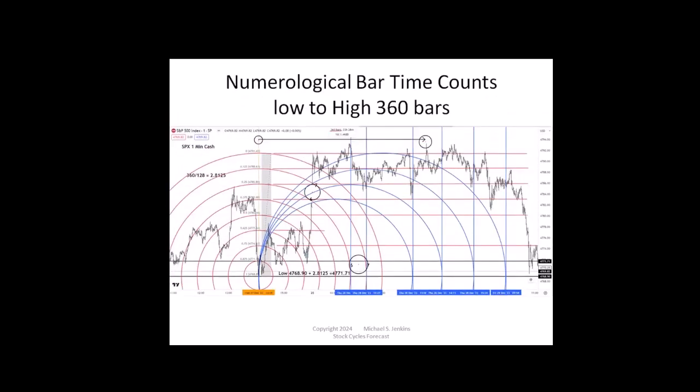Always remember, though, it's numerology, so from our low, keep count of your bars. This is the final high from the low to the high and then back down was exactly 360 bars. Half of that here would be like 180. Half of that would be like 90. Half of that would be like 45. So count your bars in these same breakpoint numbers.